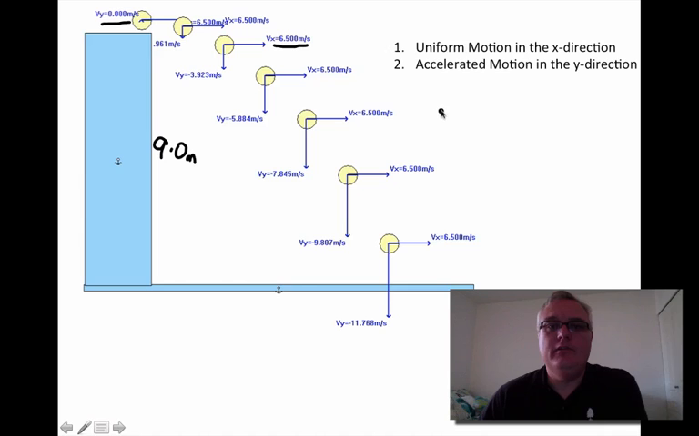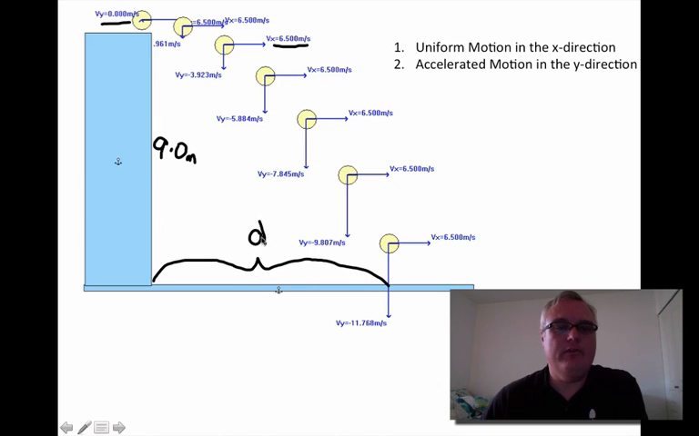So, a typical question that we might be asked is, how far does this object travel in the x direction? Okay, that's the horizontal displacement, dx. And dx is also referred to as the range. Okay, so it's the range of the object. So how are we going to find the range of this object?